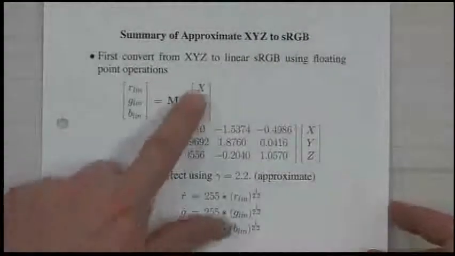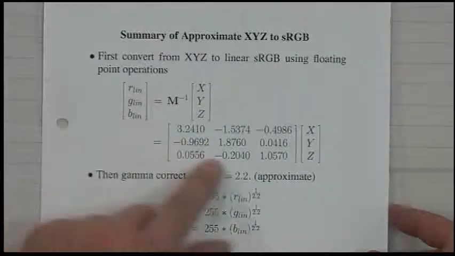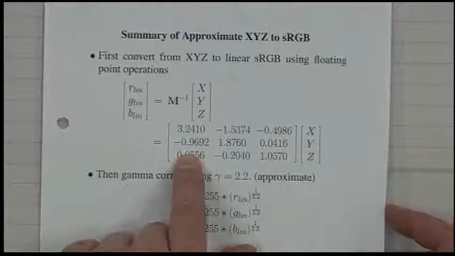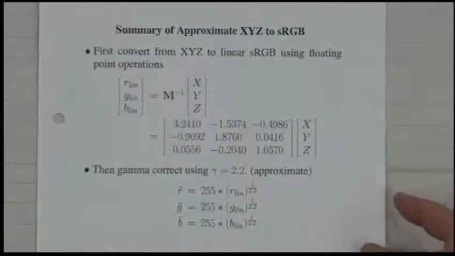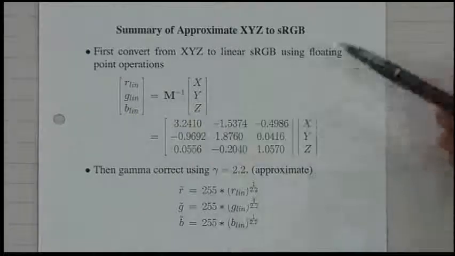Here it is. So you take M inverse times the XYZ, and that gives you the linear RGB. And this is the actual inverse matrix, which has negative numbers in it. Right. So it's interesting to reflect on this.